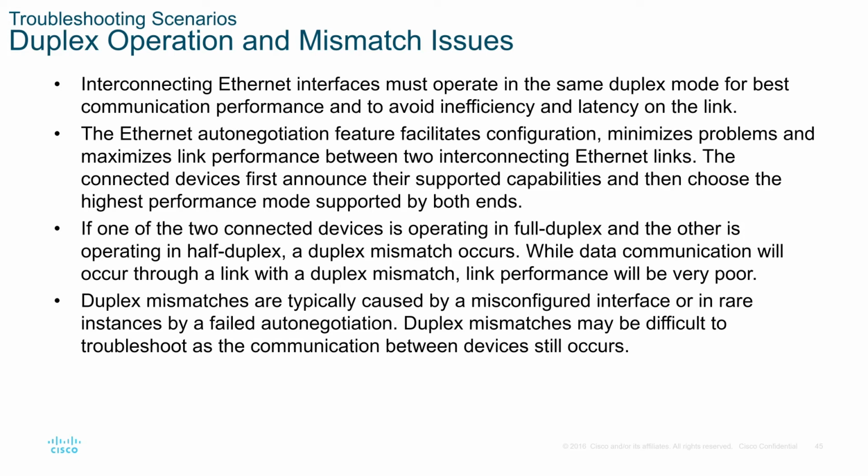You will have a number of collisions, but eventually data will get through. It is handy to show the interface to see if you are getting an inordinate amount of collisions. Duplex mismatches are typically caused by a misconfigured interface or, in a rare instance, by a failed auto negotiation. Duplex mismatches may be difficult to troubleshoot as the communication between devices still occurs.